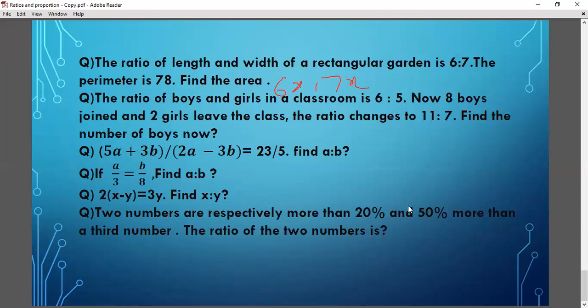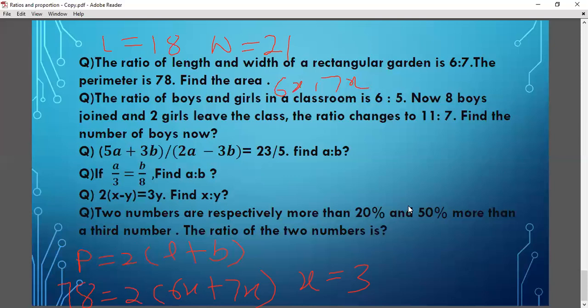So the perimeter is given. You already know the formula for perimeter is 2 times (L plus B). Now we are going to plug in the values that are given in the question. So 78 equals 2 times (6x plus 7x). Upon simplification, the value of x coming out from this equation is 3. So when x equals 3, our value for length will be 6x, so 6 into 3 that is 18, and width is given as 7x, so 7 into 3 that is 21.